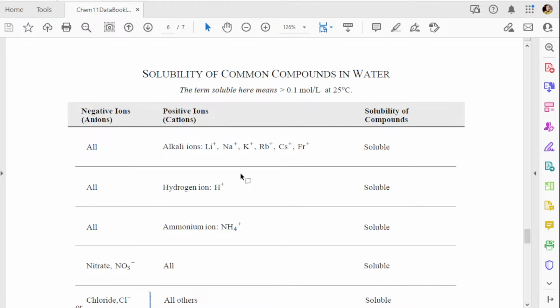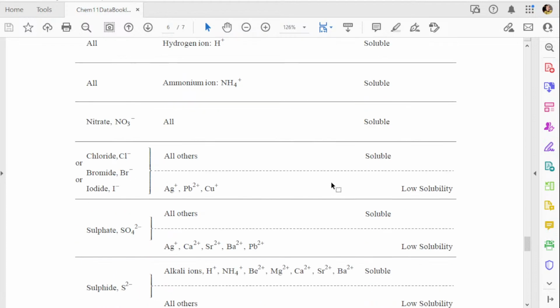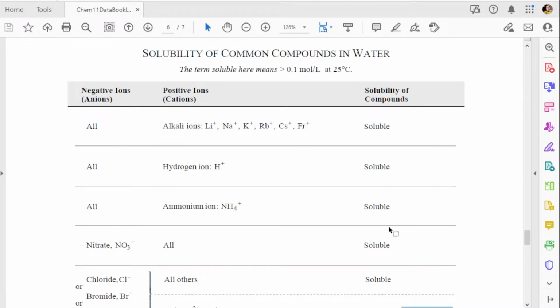A couple of definitions. Soluble means that it will dissolve and you will not see it precipitate. Low solubility means that in water it does not want to dissolve and you will likely see it precipitate, except for incredibly small amounts. The table is set up so you look up the negative ion and then you look up the positive ion.